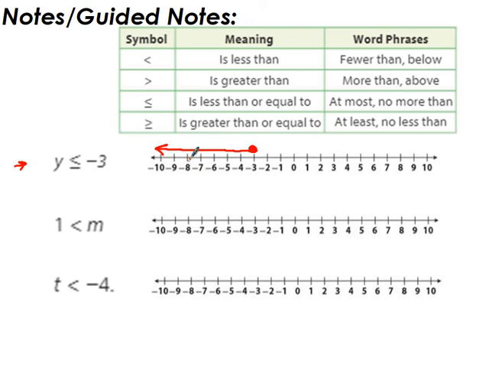So this graph right here is my solution. That's what you're going to have to do. You're going to have to graph these at first. You're going to have to show what y less than or equal to -3 represents.